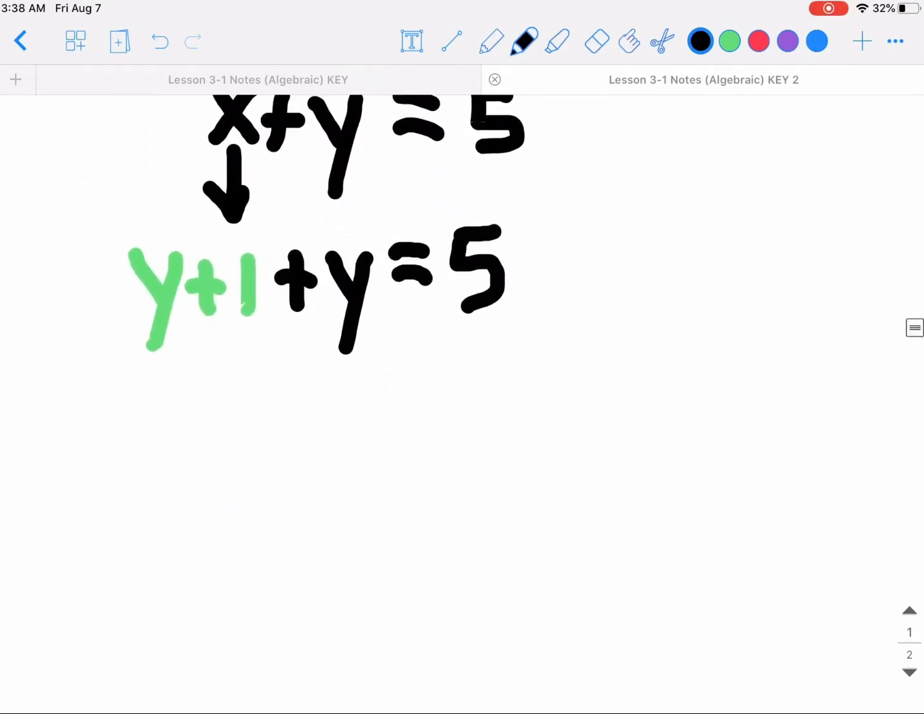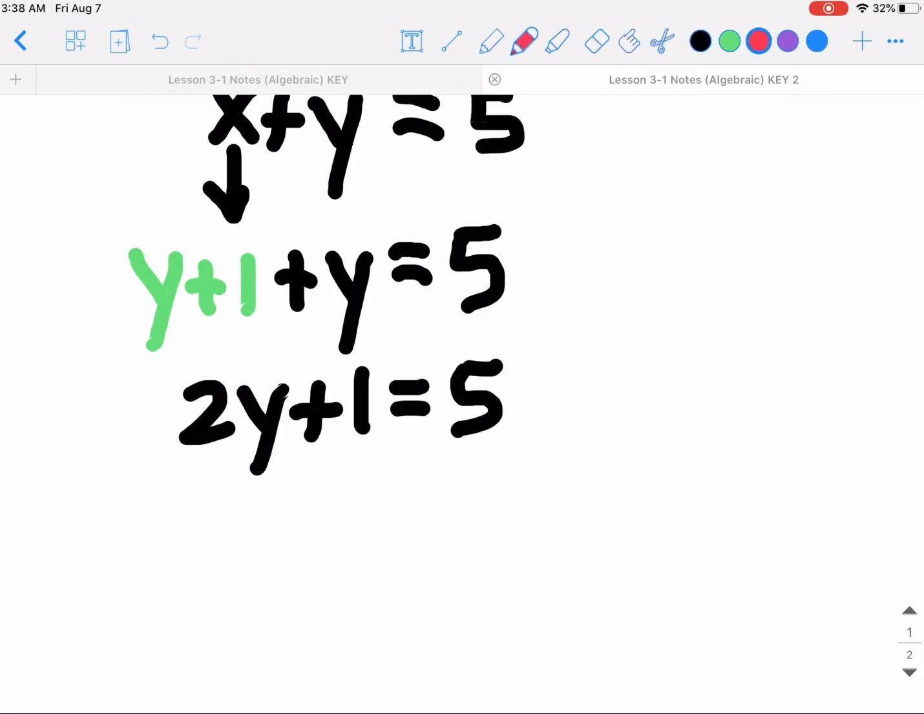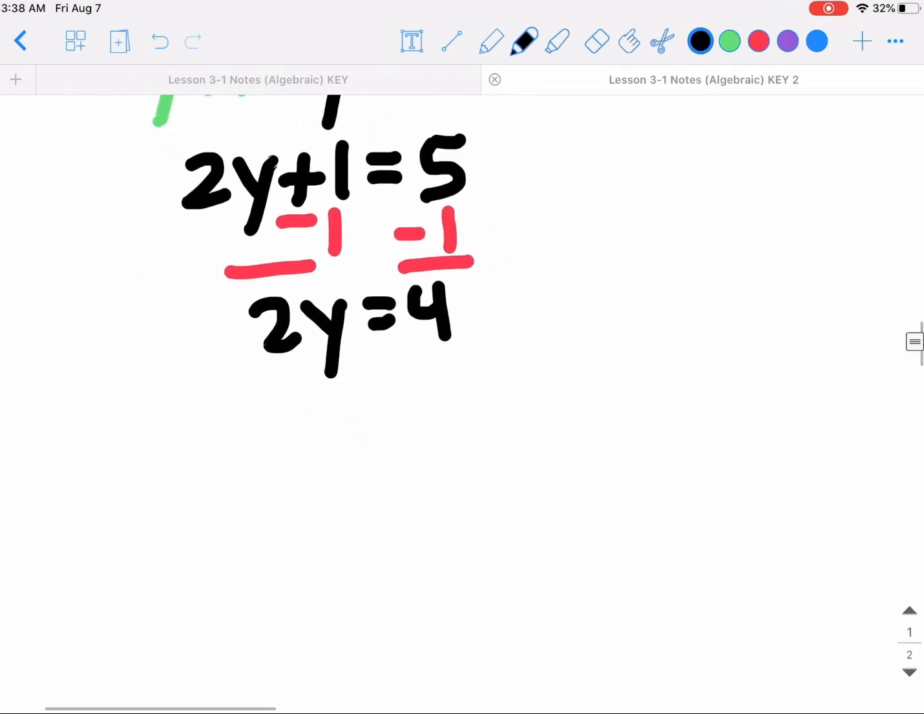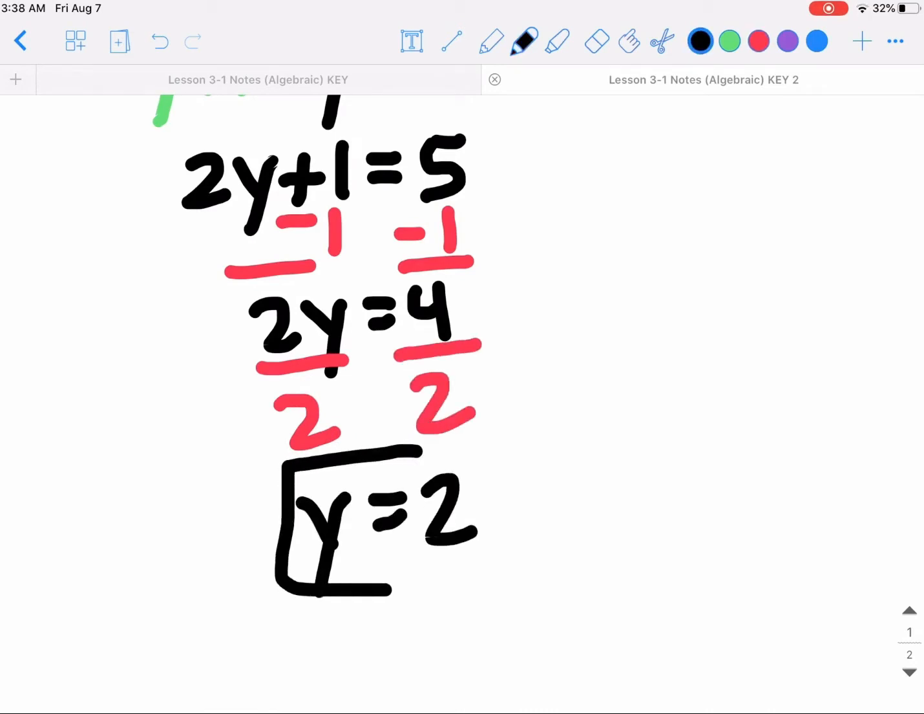From there, I can collect my y's, so I have 2y plus 1 is equal to 5. I'm going to subtract 1 on both sides. I'll get 2y is equal to 4. I'm going to divide both sides by 2. And I'm going to find that y is equal to 2. So I've got what y is equal to now.